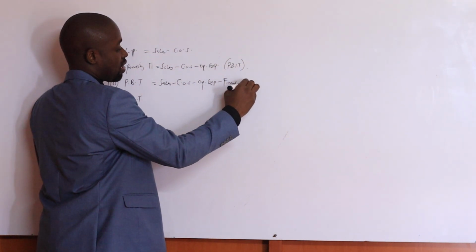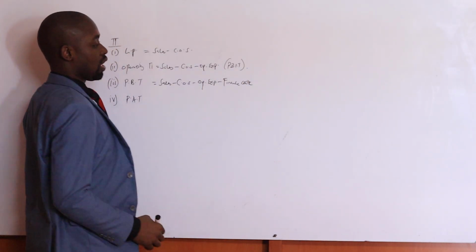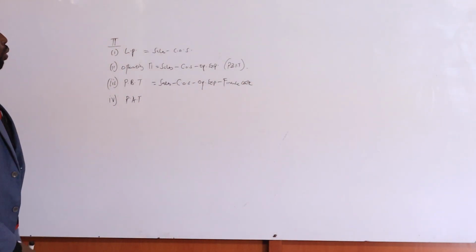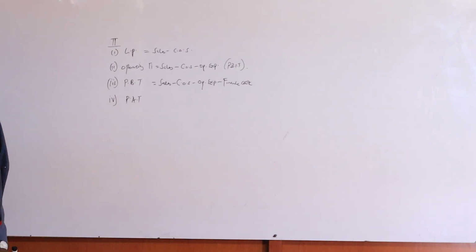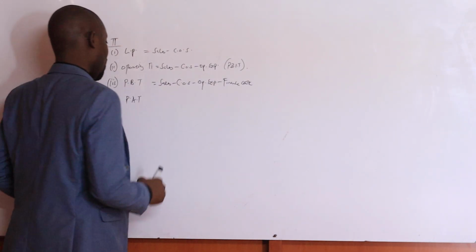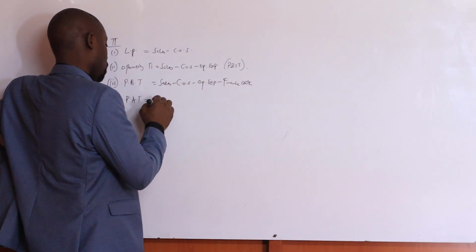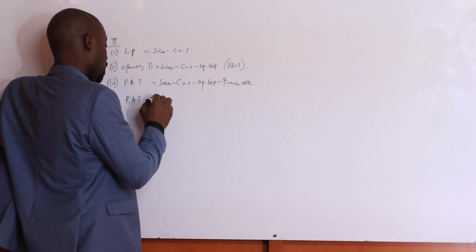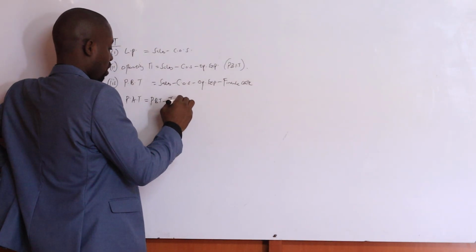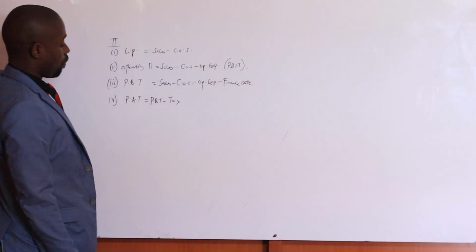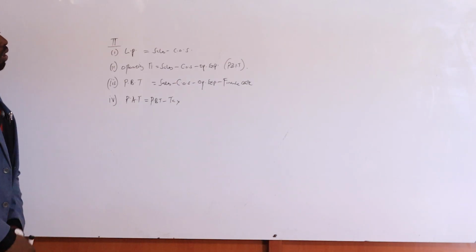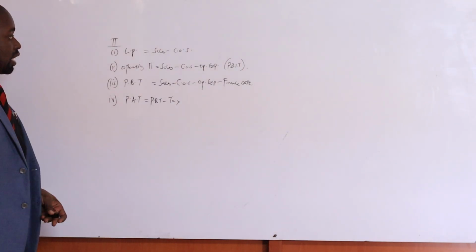Finance costs is just interest on loans and debentures. We get what you call profit before tax. And then when we finally deduct tax, we get what we call PAT. So that is just profit before tax less tax. It gives us profit after tax. So these are the common types of profits.